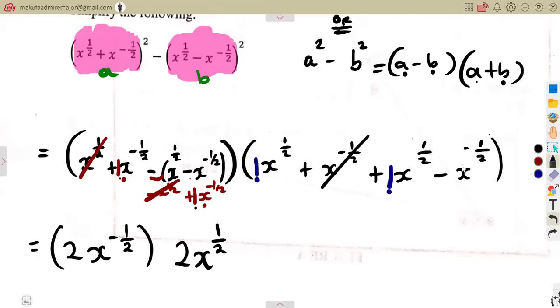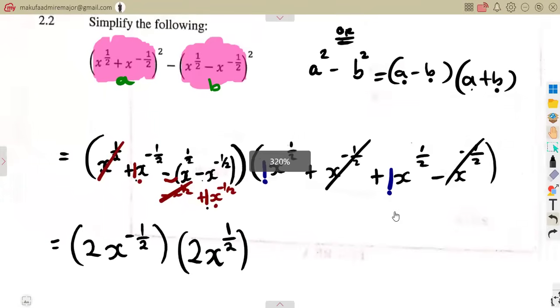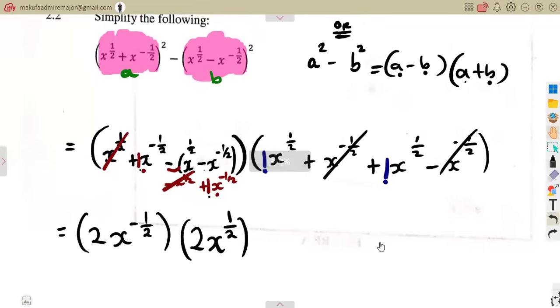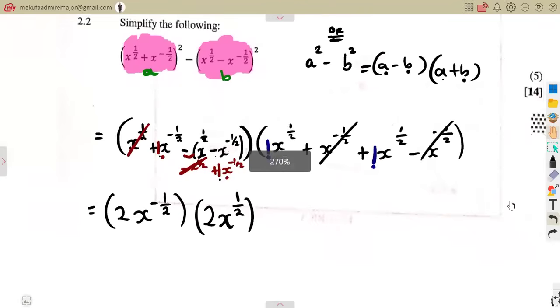This one and this one was going to cancel. They are just the same. Okay? This is where you are now. This is another way. So many ways. So at this stage, what am I going to do?